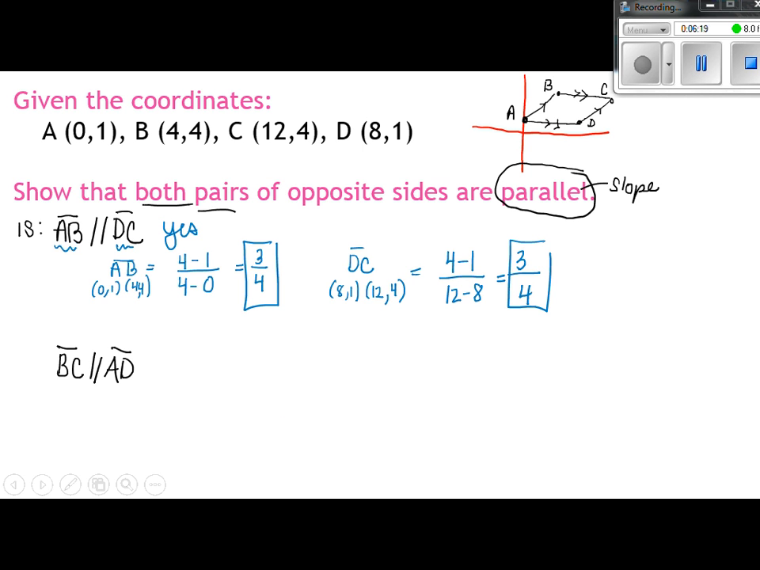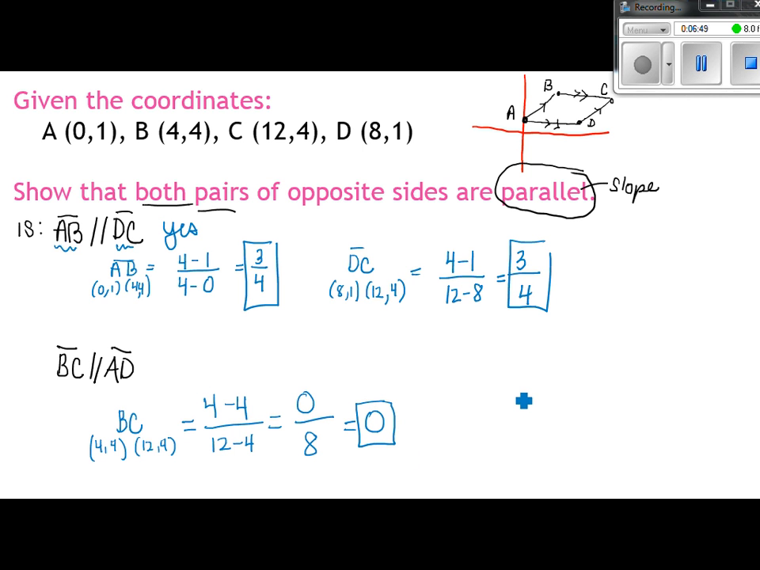Now, in order for you to be a parallelogram, you can't just have one pair, you have to have two pairs. So now we have to figure out BC and AD. So now I'm going to figure out BC, so I'm going to just write these points down here so I don't forget what they are. So BC, I need to find the slope again, so it's 4 minus 4 over 12 minus 4. 4 minus 4 is 0, 12 minus 4 is 8. That would be 0, because 0 divided by anything is 0.